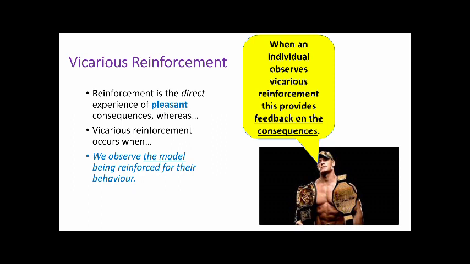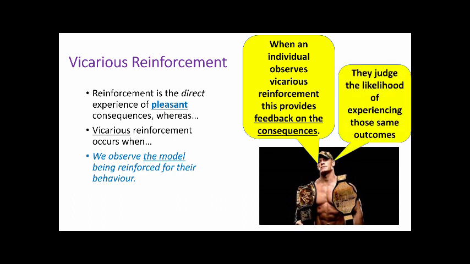So over onto page 19, it says that when an individual receives vicarious reinforcement, remember that just means they've seen the model be rewarded for a behaviour. When that happens, this gives them some feedback on what the consequences of the behaviour are likely to be. And then the observer judges for themselves the likelihood that they'll get those same outcomes if they imitate the behaviour.